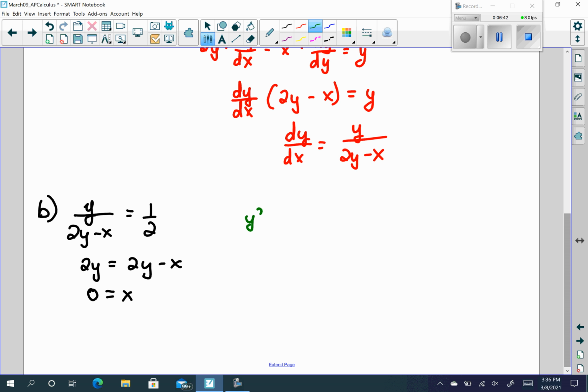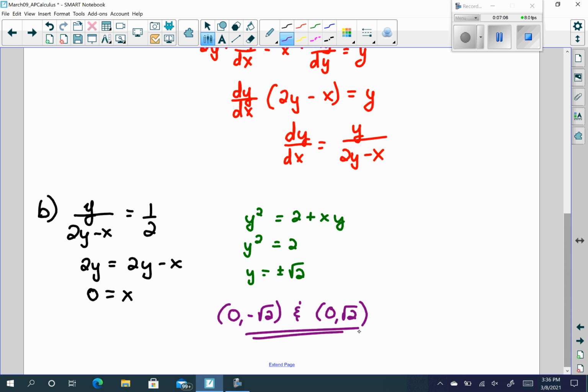So now I go back up to my function. If we're at y squared equals 2 plus xy, and x is 0, we get y squared is equal to 2, so y is equal to plus or minus radical 2. So again, all points x, y on the curve where the line tangent to the curve has a slope of 1/2 is 0, negative radical 2, and 0, positive radical 2. And we get 2 points for this. 1 point for the work, 1 point for the answer.